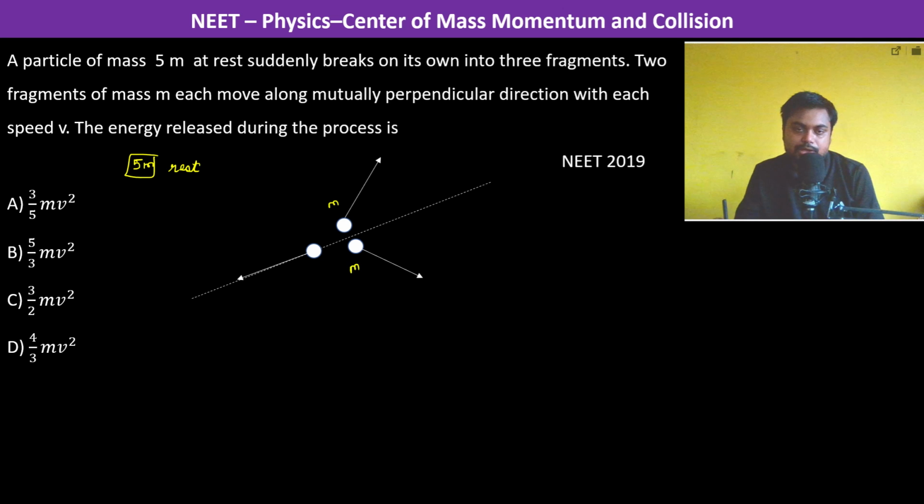They move along mutually perpendicular directions, so the angle between them is 90 degrees, with each speed v. So the speed is going to be v for both of them. Find the energy released during the process.